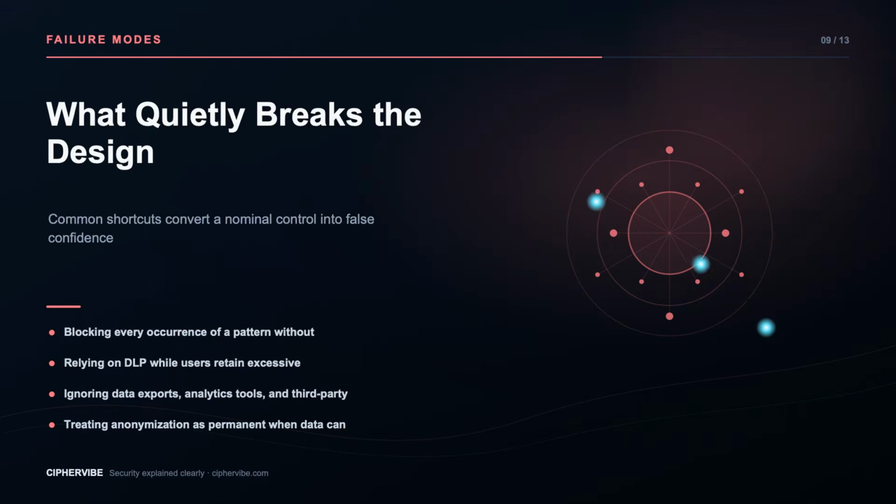Security architecture fails most often through assumptions, not dramatic movie-style attacks. First, blocking every occurrence of a pattern without business context. Second, relying on DLP while users retain excessive data access. Third, ignoring data exports, analytics tools, and third-party integrations. Fourth, treating anonymization as permanent when data can be re-identified.